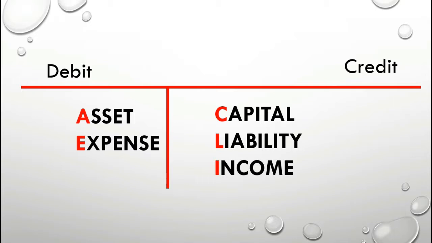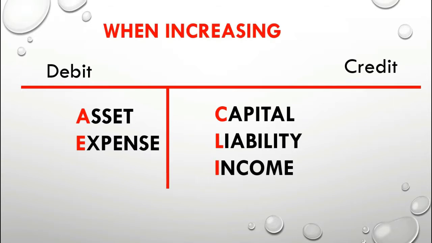So it's easy to remember: credit means CLI. On my debit side, I have AE. It is very important to know. If you can't remember, it's better to learn it by heart. By now we know asset and expense mean debit, and capital, liability and income mean credit.